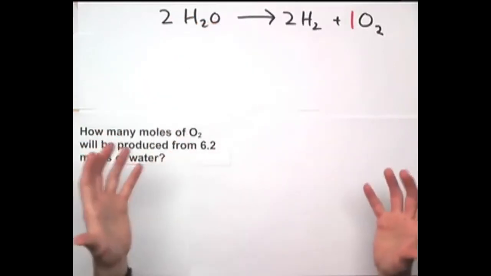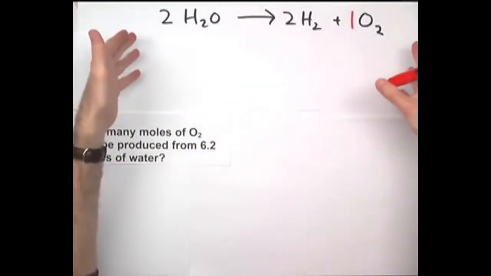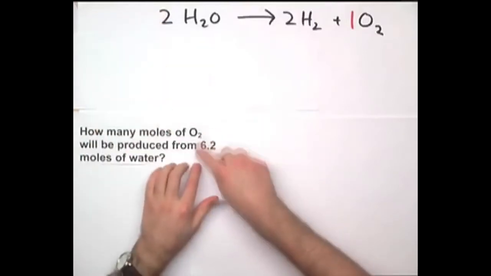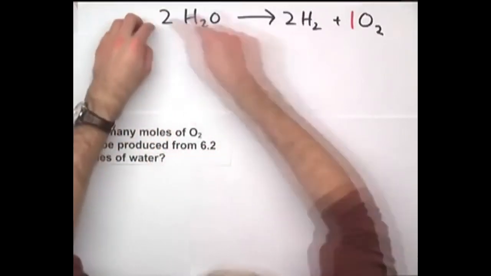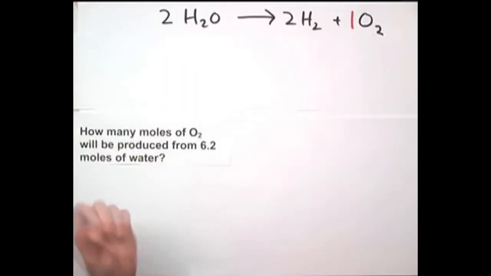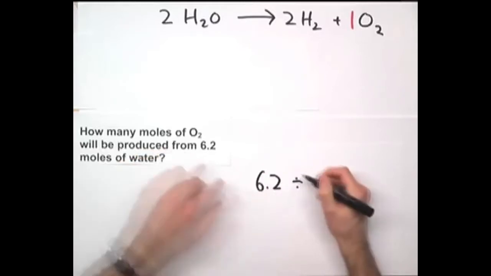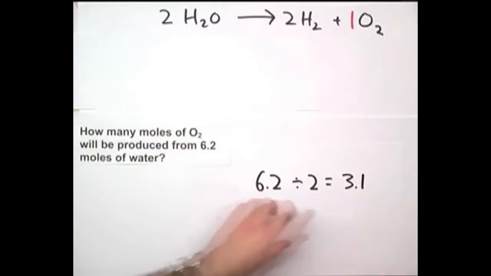So this is just like when you're cooking, and you've got a double or triple or quadruple recipe. What do we have to do to this recipe so that instead of starting with 2 moles of water, we start with 6.2 moles of water? We have to multiply everything in this equation by something that's going to get us 6.2 moles of water. We can figure this out a couple ways. First thing that I can do is 6.2 divided by 2, and that gives me 3.1.